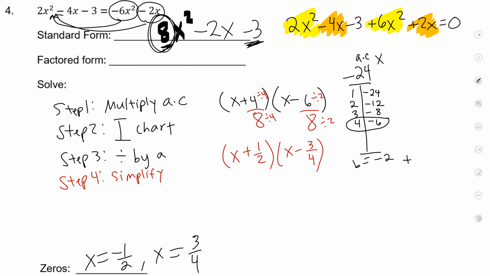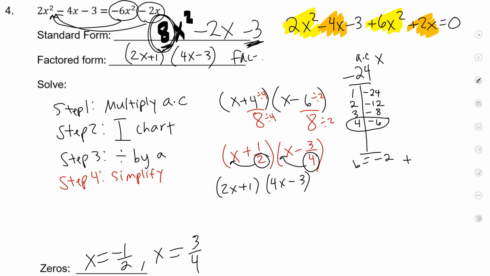And then factored form, bring the denominator to the front. Bring the denominator to the front. So this will be 2x plus 1. This will be 4x minus 3. So that's your factored form. 2x plus 1, 4x minus 3. So these are called factors. You have two factors. And in this problem, we have two solutions.